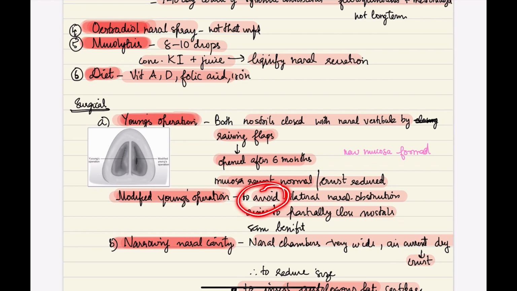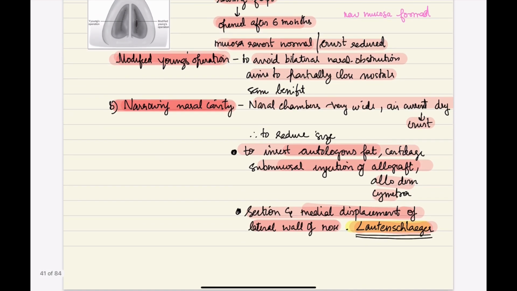To avoid that, we have the modified Young's operation, in which the nostrils are only partially closed. Here we are giving the mucosa a chance to revert back to normal and remove the crust. Then comes narrowing of the nasal cavity by inserting autologous fat, cartilage, submucosal injection of allograft, etc. We can also do the Lautenschlager method by medial displacement of the lateral wall of the nose. Thank you.